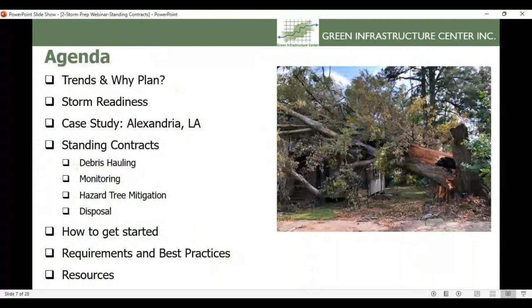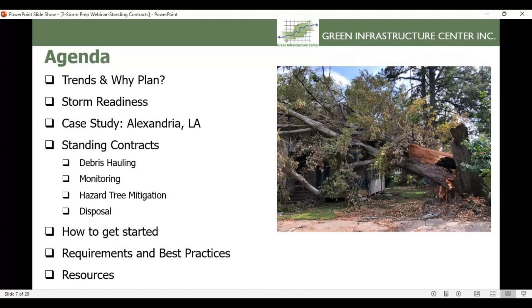All right, so today with the agenda, we're going to cover trends and why plan. We're going to talk about storm readiness. We're going to have a case study from Alexandria, Louisiana, from Darren. And we're going to talk about standing contracts, debris hauling, monitoring, hazard tree mitigation, disposal. What are your first steps to get started? Tips on requirements and best practices, and also resources, all in the scope of just 50 minutes. So I'm going to leave it to our able speakers to take it away from here.